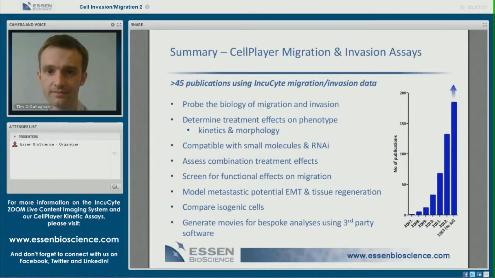So really, I hope that I've given a good overview of our high content imaging, cellular content imaging device, and hopefully provided you with some incentive to delve into the literature and find out what independent labs are using our technology for.